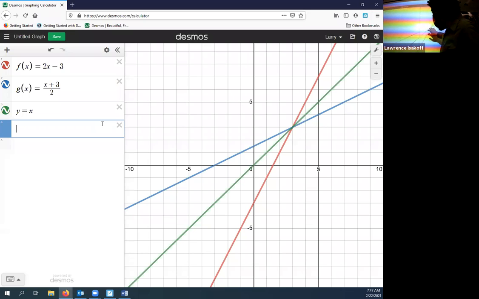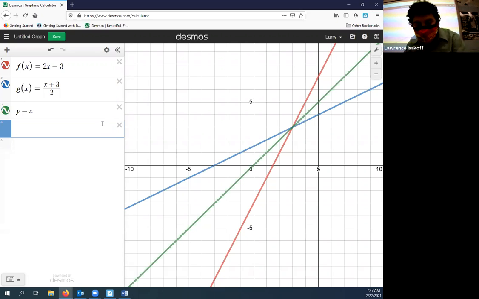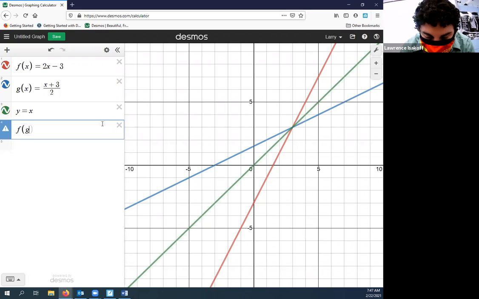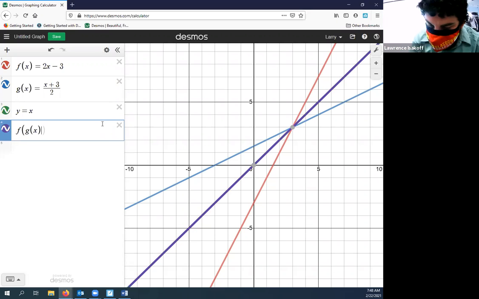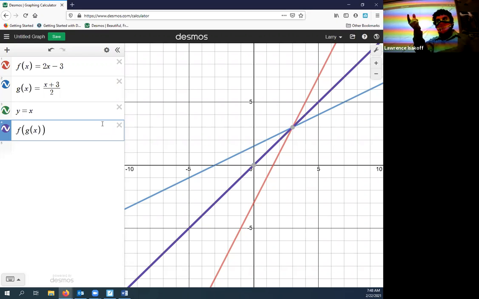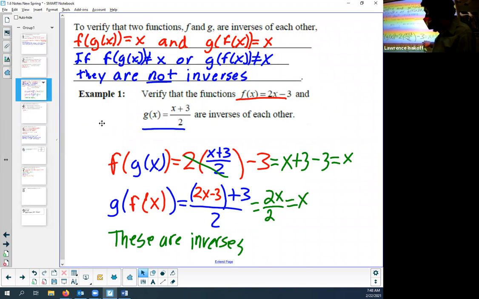So here, I physically see it looks like the blue line would be reflected over the green to get the red. Now watch this. If I do f of g of x, all of a sudden the purple line went where the green was. That's y equals x. So since it goes where y equals x is, that means that when composed, we just get x. That's the same thing I just showed algebraically right here.